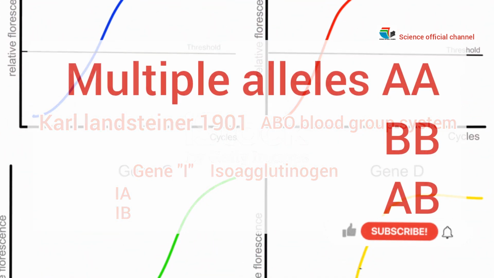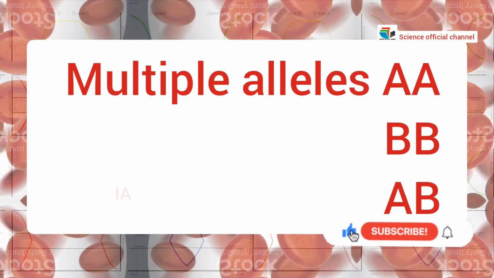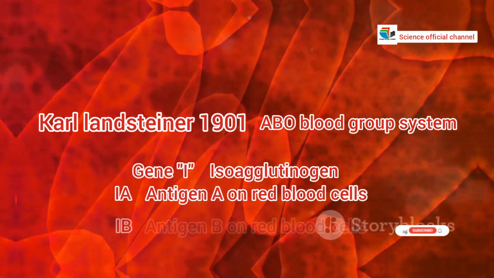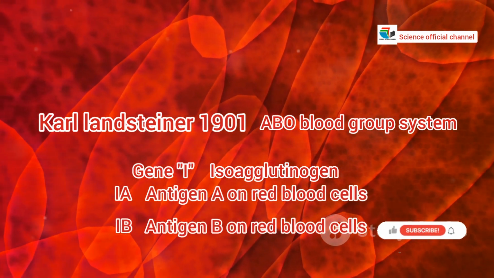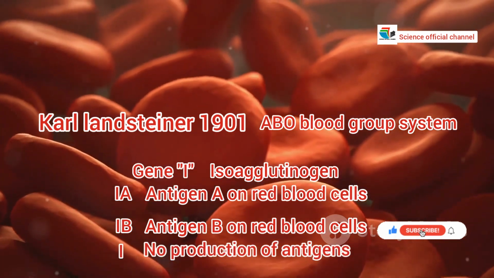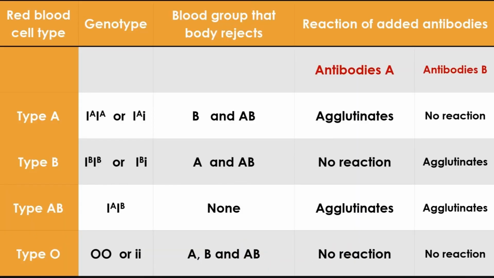A gene having more than two alleles is called multiple alleles. Allele IA causes the production of antigen A on red blood cells. Allele IB causes the production of antigen B on red blood cells. Allele i causes no production of antigens. Here is a table summarizing codominance in blood types, including red blood cell types, genotypes, blood groups that the body rejects, and reactions to added antibodies A and B.